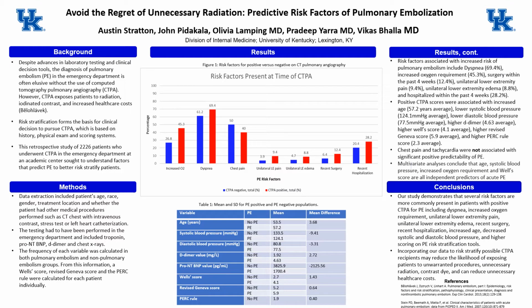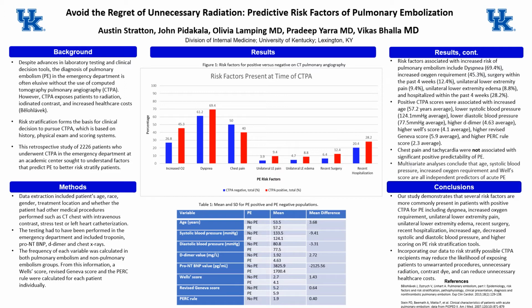The graph displayed in Figure 1 represents risk factors present prior to receiving CTPA. Those with negative results are shown in blue, while those with positive results are seen in red. Risk factors found to be positively associated with PE include dyspnea, increased oxygen requirement, recent hospitalization, recent surgery, unilateral lower extremity pain, and unilateral lower extremity edema.